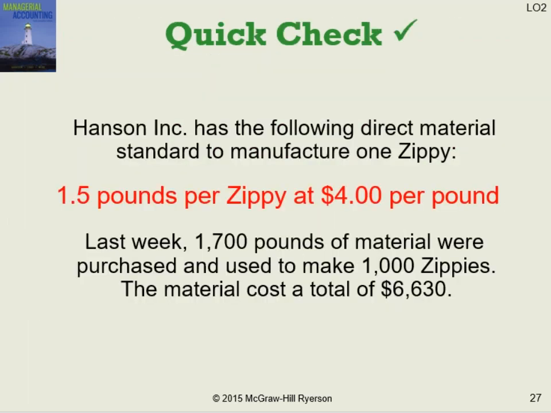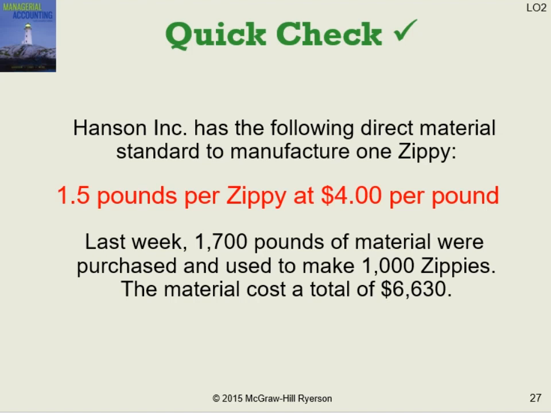So here's a quick check for you. Hansen Inc. has the following direct materials standard for one zippy. I'm not sure what a zippy is. Doesn't really matter. But this is what it takes to make a zippy: 1.5 pounds of direct material at $4 per pound. Last week, 1,700 pounds of material were purchased, and we used those to make 1,000 zippies.